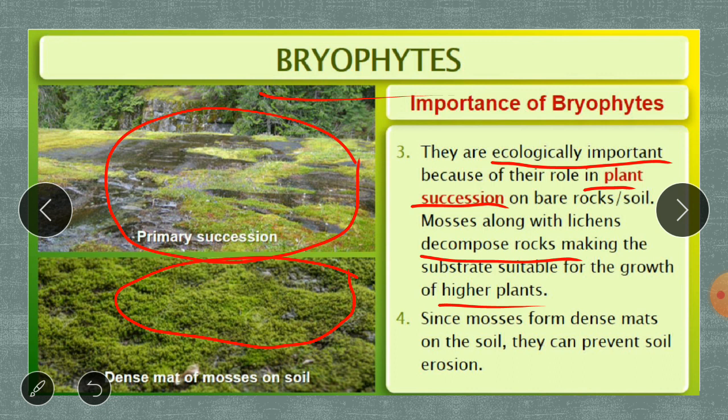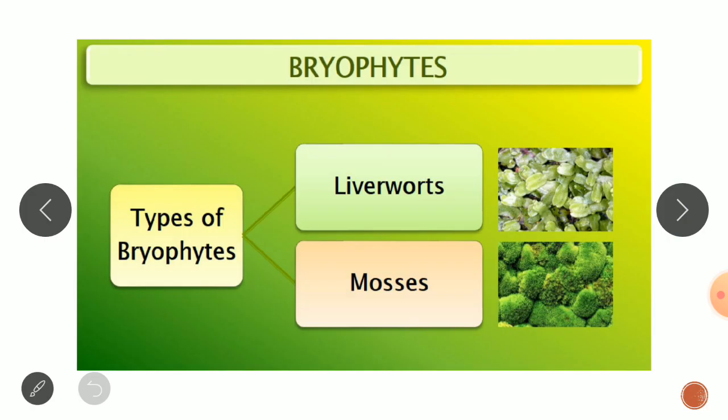Then these mosses form a dense mat over the soil, and hence they can also prevent soil erosion. What is soil erosion? Loss of the soil from the top layer of the ground. The soil is very important for the cultivation of crops. It is the fertile layer of the land. So if we are losing that, it is difficult for the plants to grow. So these mosses help to prevent this type of soil erosion.